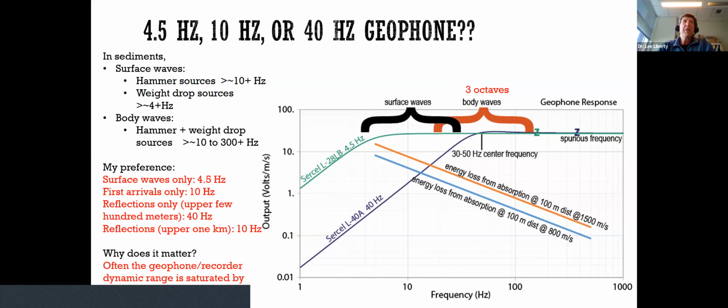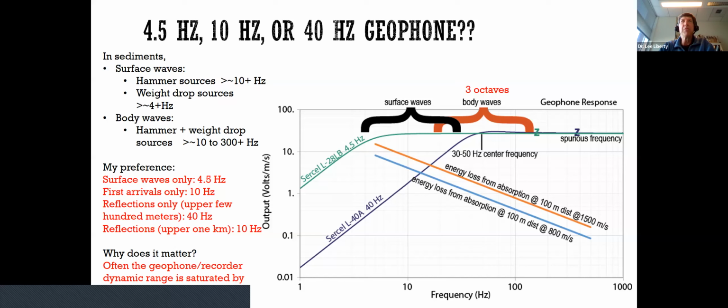I typically try to target 3 octaves of signal when I collect both reflection and surface wave data, or first arrivals. If those of you are not familiar with what an octave is, it's low C to middle C, if you will, in music, or 10 hertz to 20 hertz, a doubling of frequencies. So 3 octaves would be, let's say, 10 to 80 hertz or 20 to 160 hertz. That's typically what we look for in the body wave world.